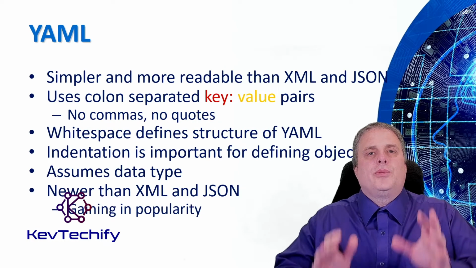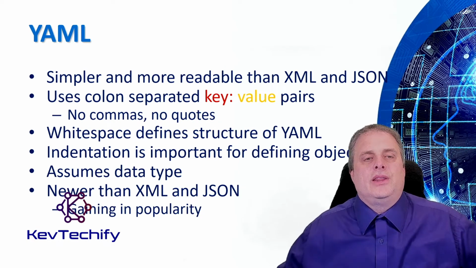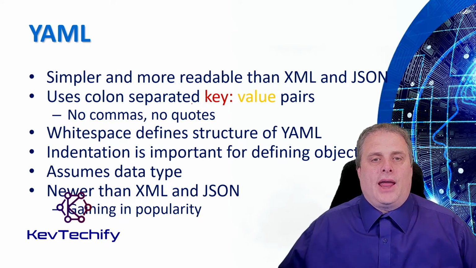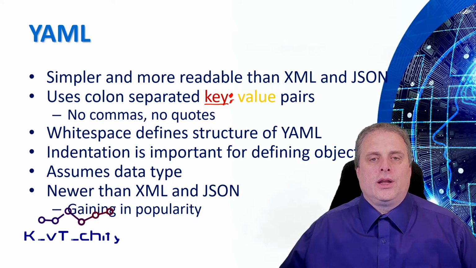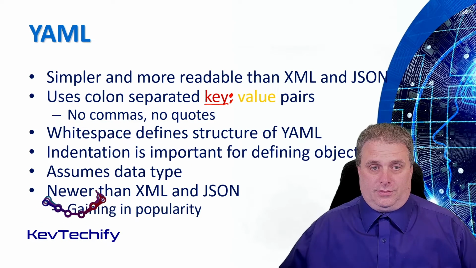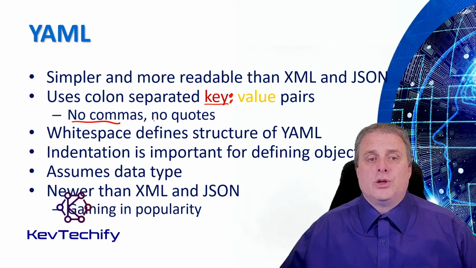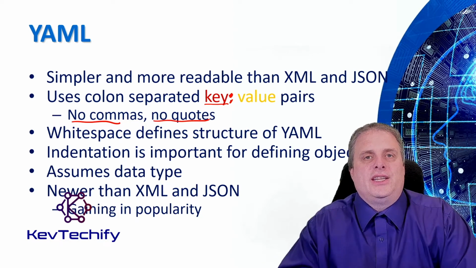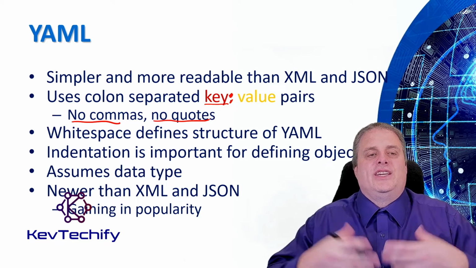The reason some people say YAML is easier to read than XML or JSON is how it has its data. You put the key in, you put a colon, and then you put the value. There's no commas, there's no quotes. There's not a lot of extra information in there. That's why a lot of people say it's easier to read.